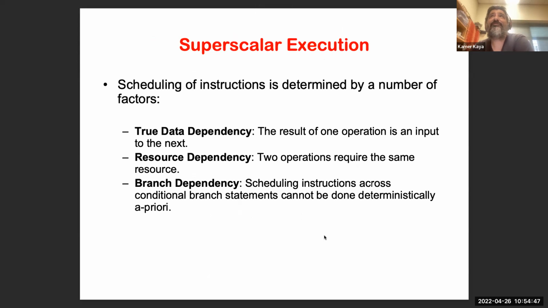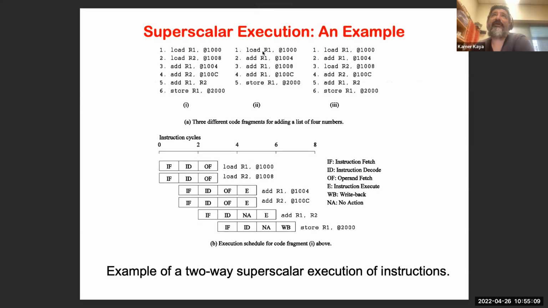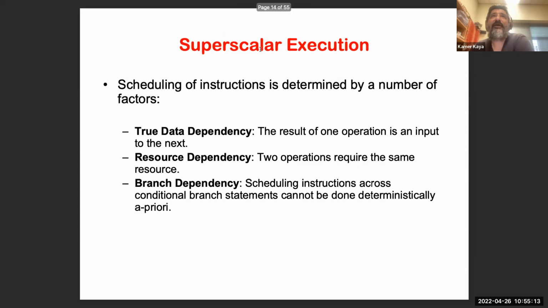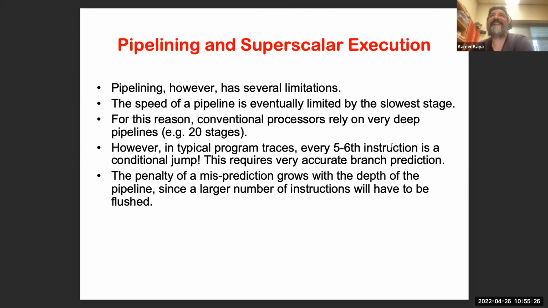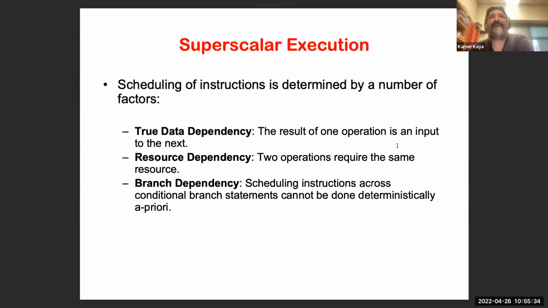So the scheduling of instructions is determined by a number of factors, if you have superscalar execution, and your processor probably has it. True data dependency: the result of one operation is an input to the next. That was one of the reasons. We also had resource dependency, right? R1 is always used, and you can consider that register as a resource. And there is branch dependency, which we already talked about. By the way, we have for loops, right? At every for loop iteration, you check some condition. So every 5 or 6 instructions, you have a conditional jump, and conditional checks are really realistic, because in our code we have for loops, while loops, do-whiles, and so on. For each of these loops, you need some condition check.